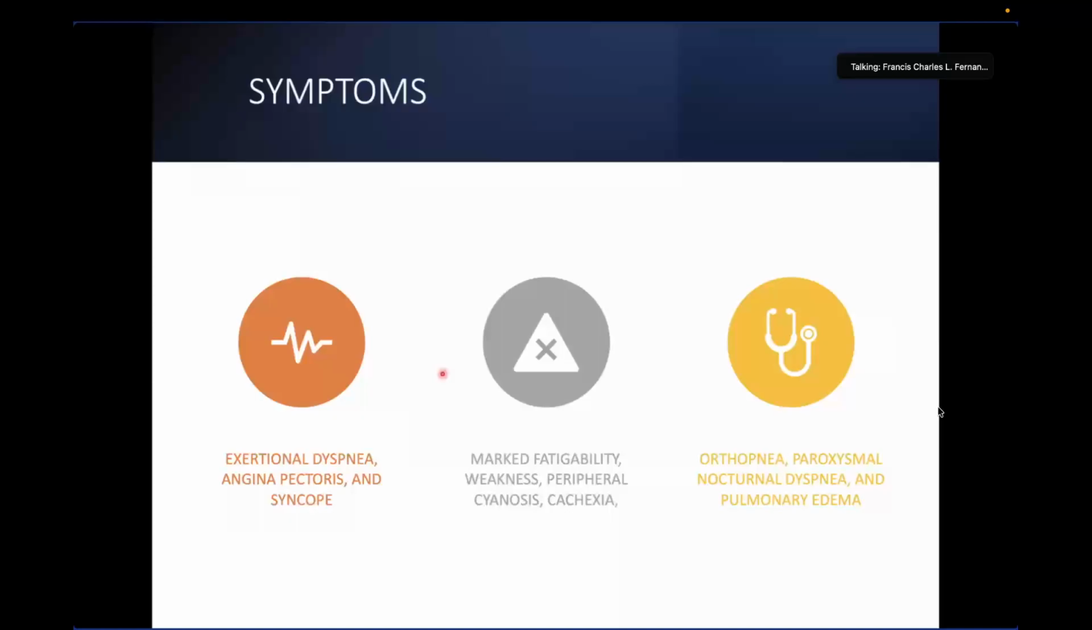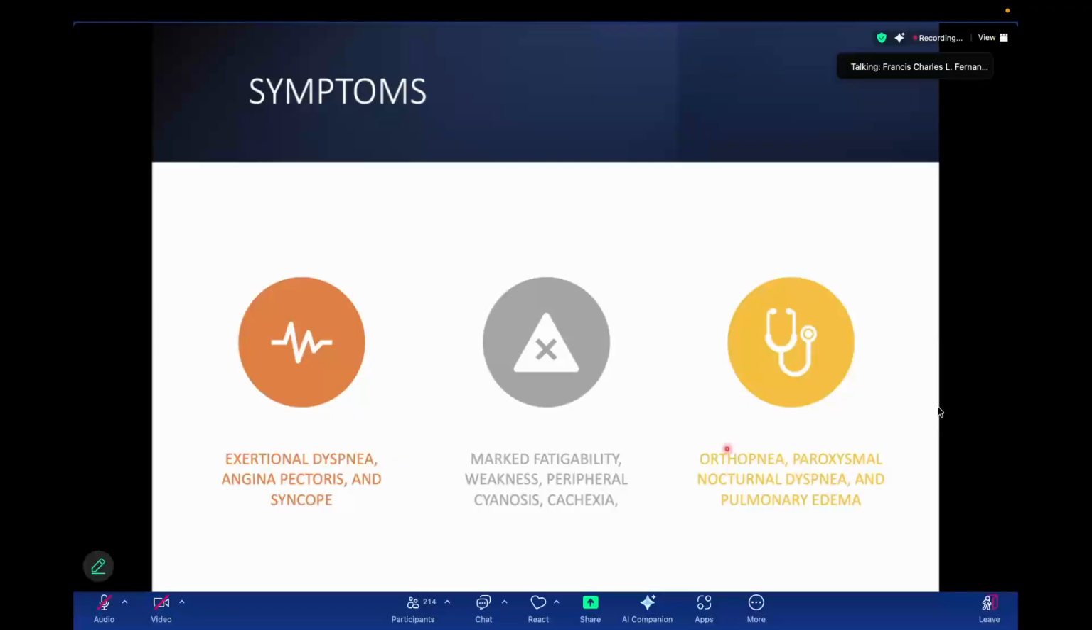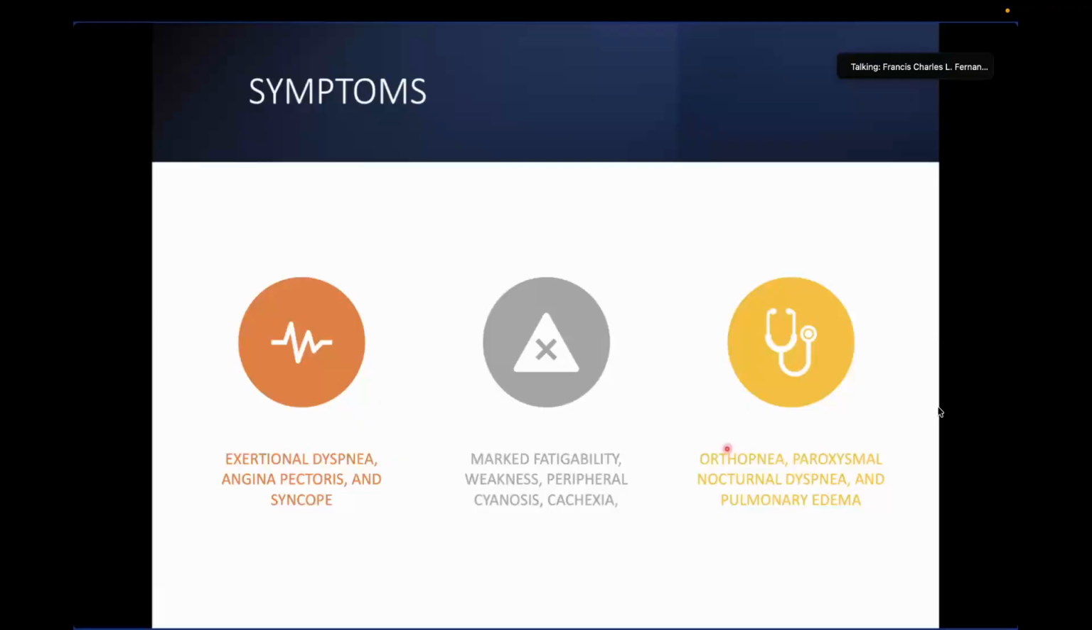So what do they experience? It's the triad of dyspnea, chest pain or angina, and syncope. Later on, they have marked fatigability, weakness, peripheral cyanosis at some point, cachexia, orthopnea, paroxysmal nocturnal dyspnea, pulmonary edema. At the end of the spectrum, this is heart failure already, no? So we don't want our patients to go into that. As soon as you're able to diagnose them, create a plan of management.